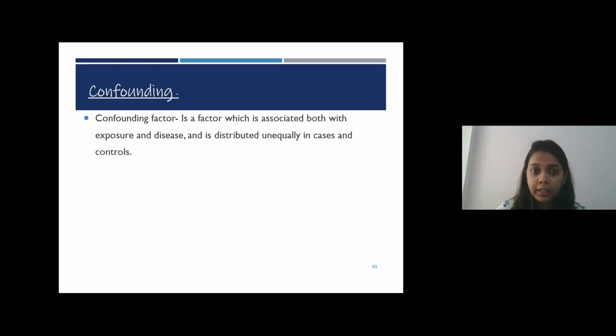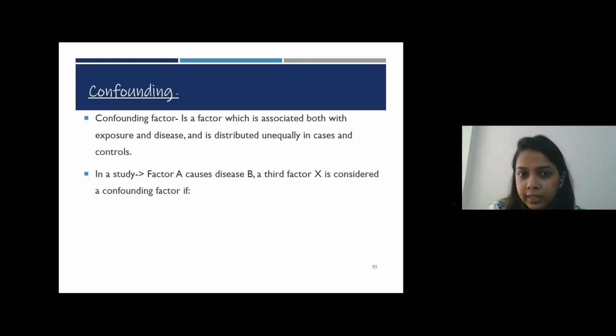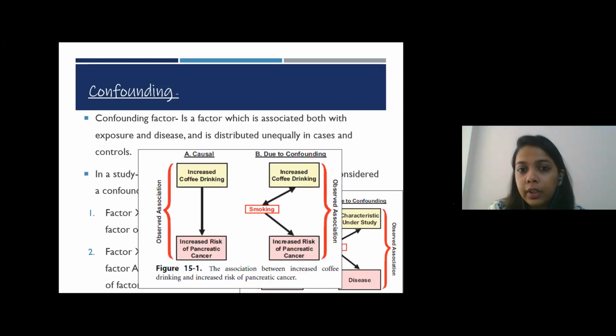The problem that we were speaking of here, confounding, is that factor which is associated with both your exposure and the disease, but is unequally distributed in cases and controls. I'll give you an example. If you do a study and you find a relationship between increased coffee drinking and increased risk of pancreatic cancer, that is what is observed, but it may not be true because increased coffee drinking may also be associated with smoking. Increased risk of pancreatic cancer is also associated with smoking. So there's a confounding factor here. If you were to remove or adjust for smoking, there might have been no relationship between increased coffee drinking and pancreatic cancer. And this is what happens when matching is not done properly.